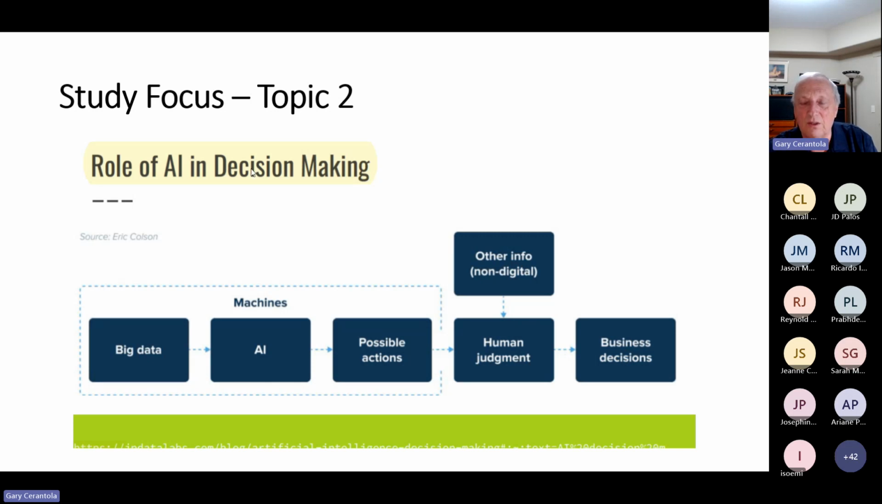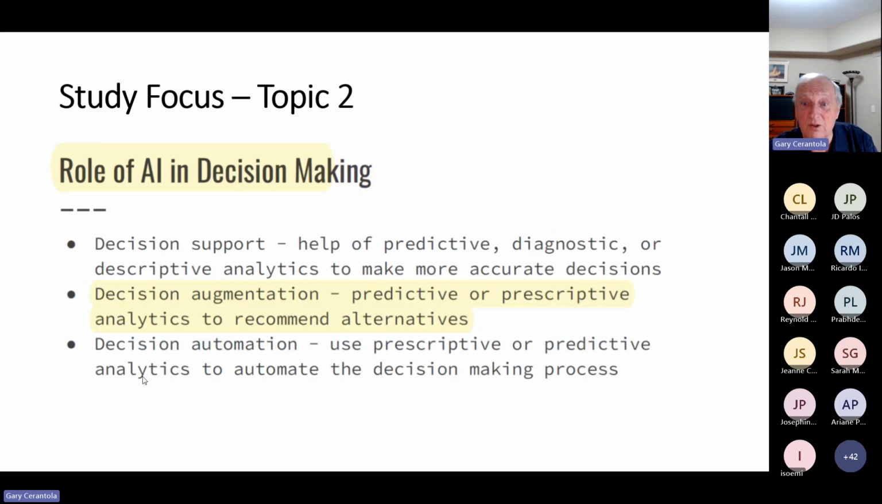So that's the role. So what is the role? And I've got this highlighted. The role is decision augmentation, right? It's augmenting your capabilities to be able to make those decisions, because it's just so powerful to be able to do that.